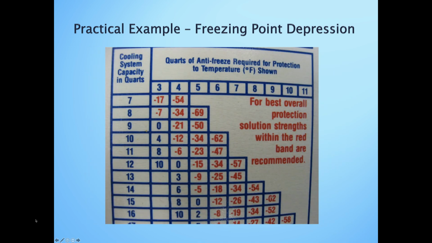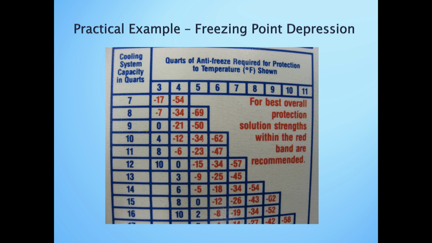On the back of your antifreeze bottle, you'll see a chart which will say, depending on the size of your cooling system in quarts, how many quarts of that cooling system should be antifreeze in order to protect your car's engine down to a certain Fahrenheit temperature. So, for example, if your car's engine has a 10-quart cooling system, which you can find out if you look in your owner's manual for the car, if you want to protect your car's engine down to minus 34 degrees, make sure that half that cooling system, 5 quarts, is antifreeze.